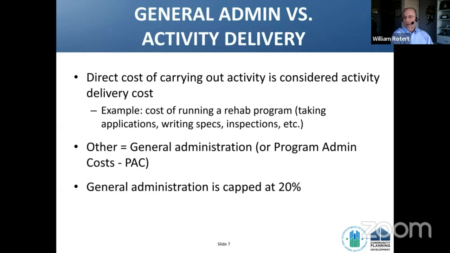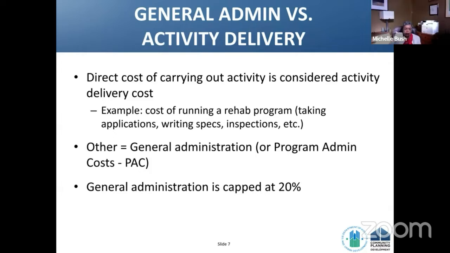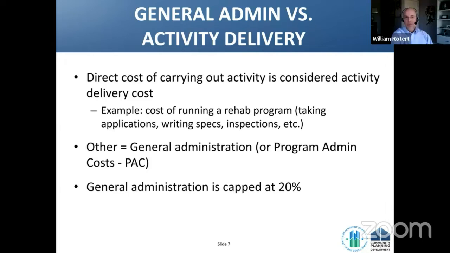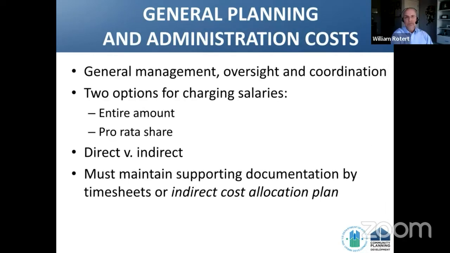We'll walk through that. Dion, Michelle, anything you want to add? No, I think that's a great job, Bill. Thank you. Okay, next slide, please.